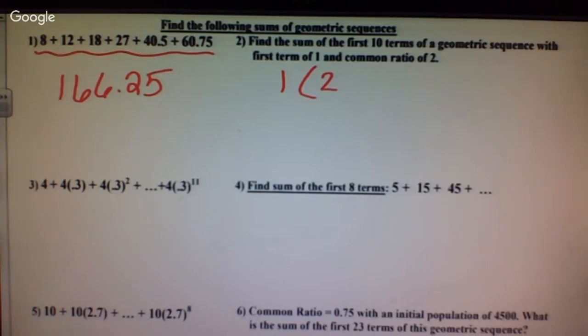N represents how many terms I'm trying to add together. 10. Minus 1, all over 2 minus 1. You would plug that in exactly the way you see it. 1, open parentheses, 2, use the caret key to raise that to the 10th, minus 1, close the parenthesis, divided by, open parenthesis, 2 minus 1, close it. Equals 1,023.